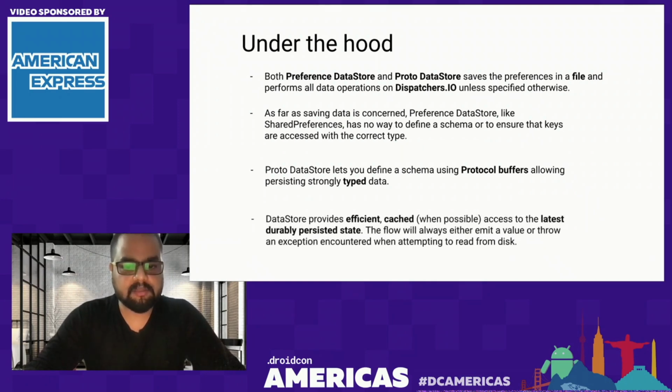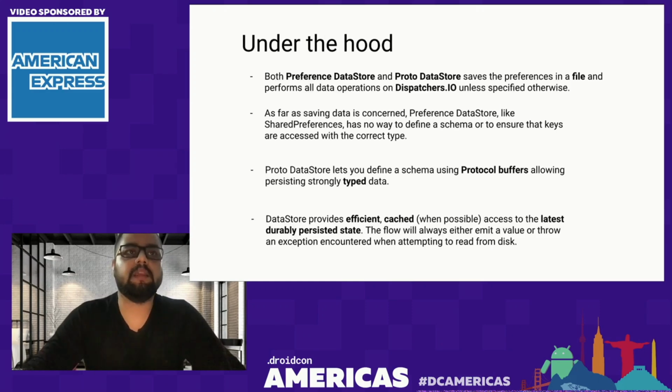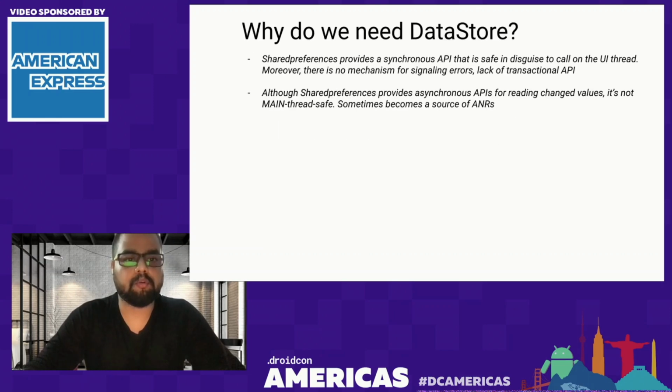DataStore provides efficient, cached access to the latest durable persistent state. The flow will always either emit a value or throw an exception encountered when attempting to read from the disk. So DataStore also provides caching. You can cache the results, and whenever you query the DataStore for the latest state, it will emit it as a flow. Under the hood, it uses coroutines: for asynchronous operations it uses Dispatchers.IO, and for continuously emitting the results it uses coroutine Flow.